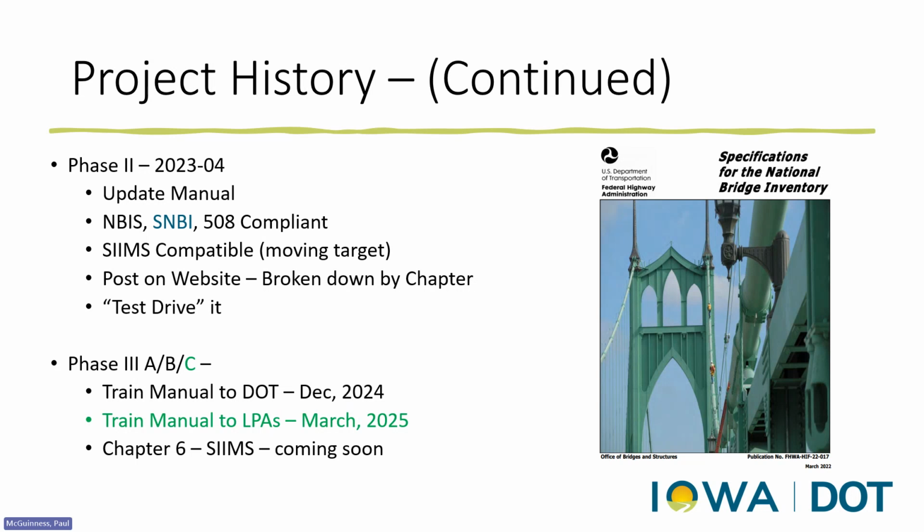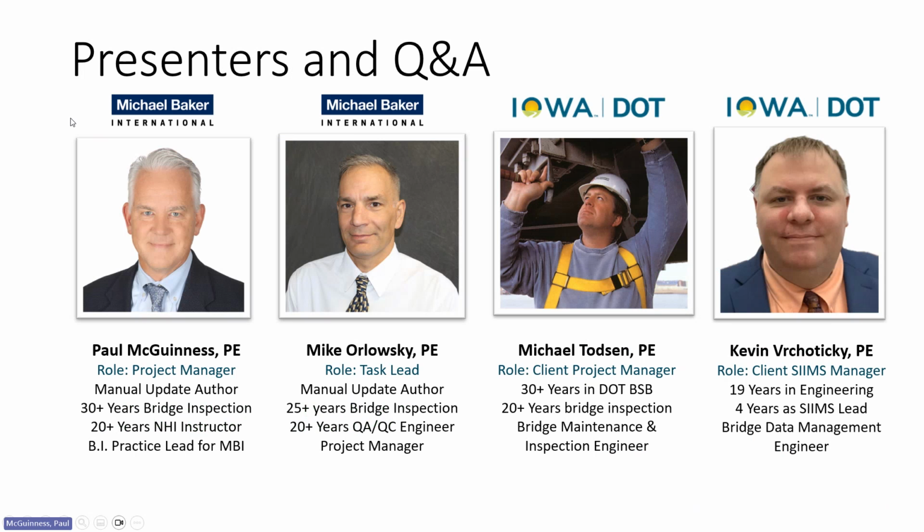And we are now wrapping up phase 3, which was 3 parts, 2 parts of training, one to the DOT, one to the LPAs, which we're doing now and highlighted in green. And then what we're wrapping up now is a chapter 6 to clarify how to use Sims and how to navigate Sims. Obviously, there's information on Sims platform as well, but this will just help, and that's coming soon. It'll be published or put out with the manual, added to the manual.